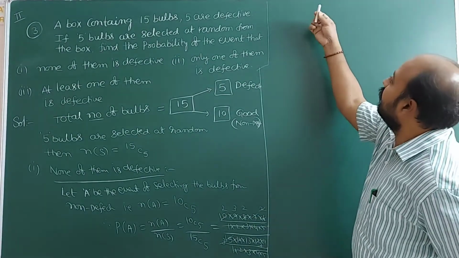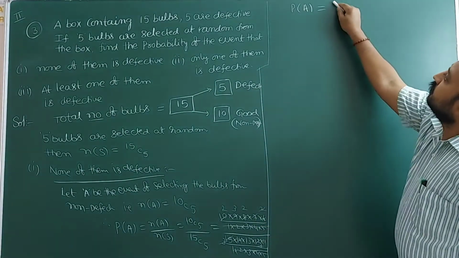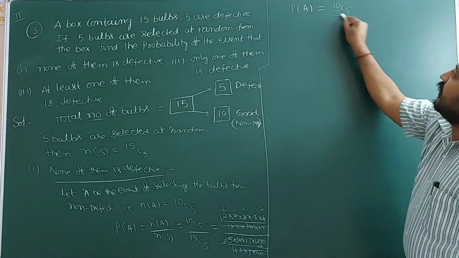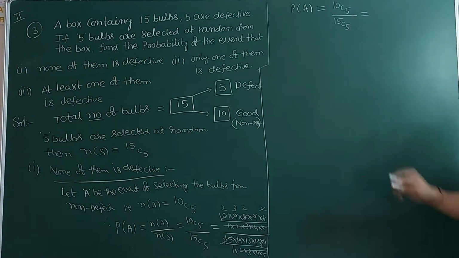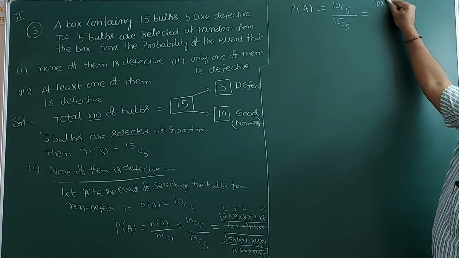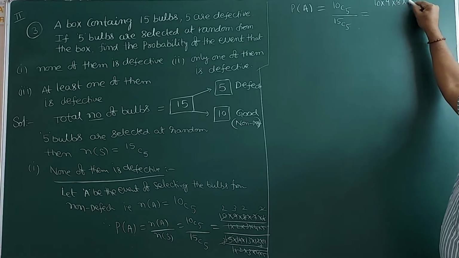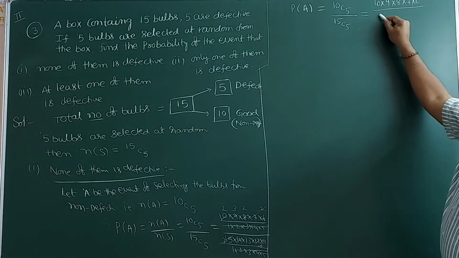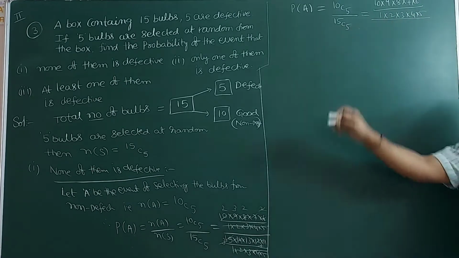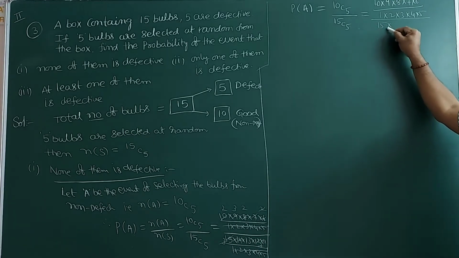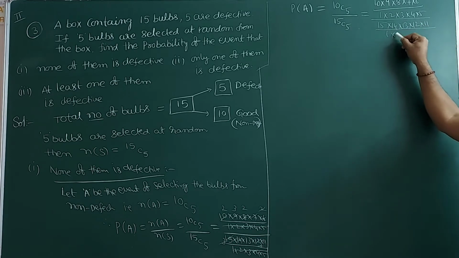So P of A is equal to 10C5 divided by 15C5. 10C5 means 10 into 9 into 8 into 7 into 6 by 1 into 2 into 3 into 4 into 5, divided by 15C5, from 15 also, 15 into 14 into 13 into 12 into 11 by 1, 2, 3, 4, 5.